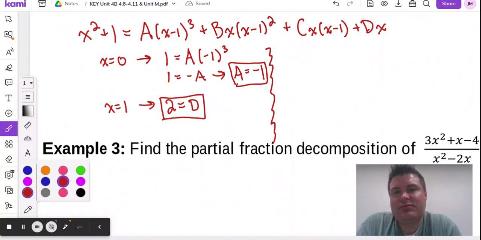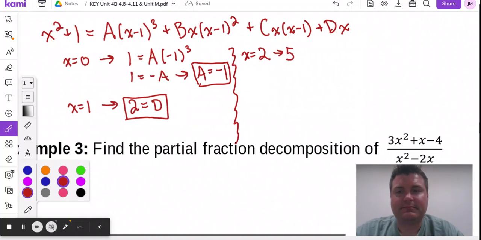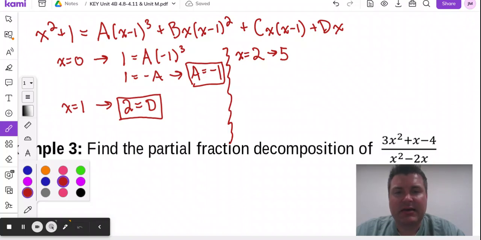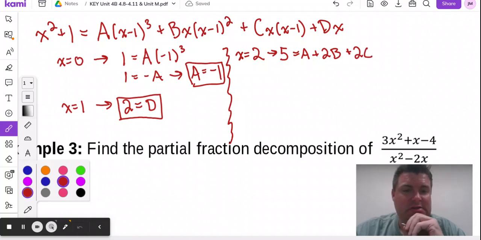Because since I only had 2 unique factors, those are gone. So I just need to pick other numbers. So I'm going to pick, I think a 2 is not hard to work with. So if I pick a 2, I'm going to get 5 on the left-hand side. And then I'm going to get a equals a plus 2b plus 2c plus 2d.